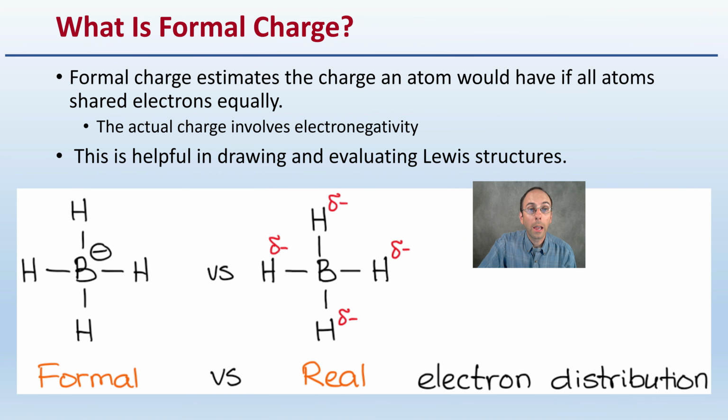Alright, so formal charge estimates the charge an atom would have if all atoms shared electrons equally. The actual charge does involve electronegativity, and it gets a little bit more complicated. However, this is helpful when it comes to drawing and evaluating Lewis structures. So again, here's a formal charge looking at just a negative charge. Well, in actuality, due to electron distribution, there are partial negative charges on all of these hydrogens on the end here versus just one central negative charge. So again, we're taking into consideration here how these molecules are actually going to form their actual geometry or shape.